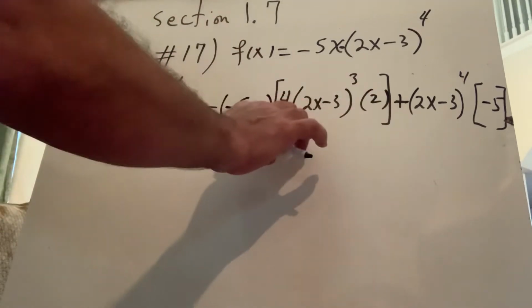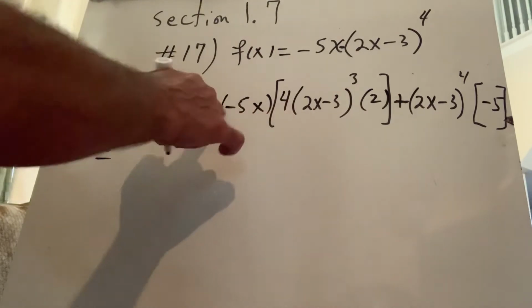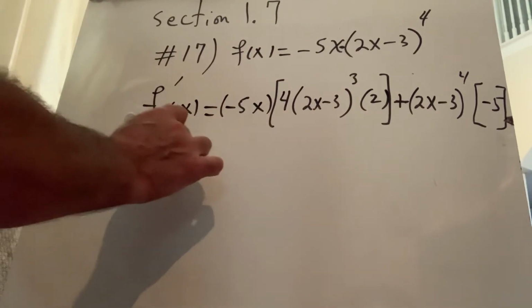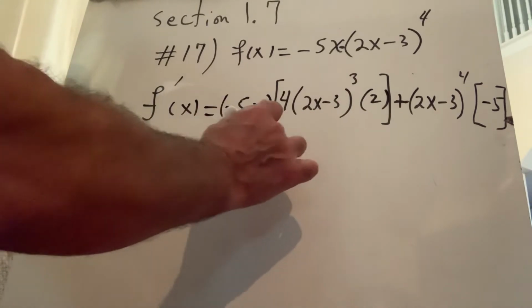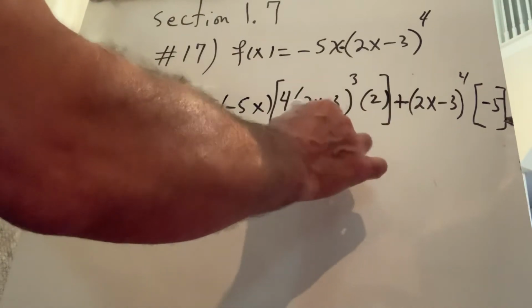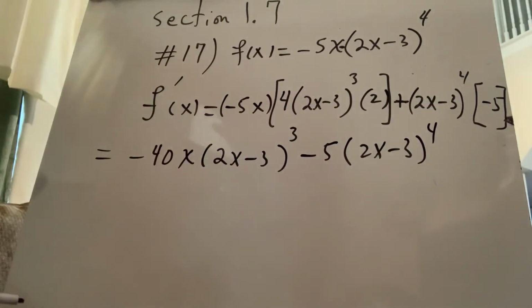2 times 4 is 8. 8 times 5 is 40 with a negative. That will become negative 40x. You still have, of course, 2x minus 3 cubed. And then also here, I'm just going to put the negative 5 in front, times 2x minus 3 to the fourth. Again, it just depends on how far you want to go with your algebra.